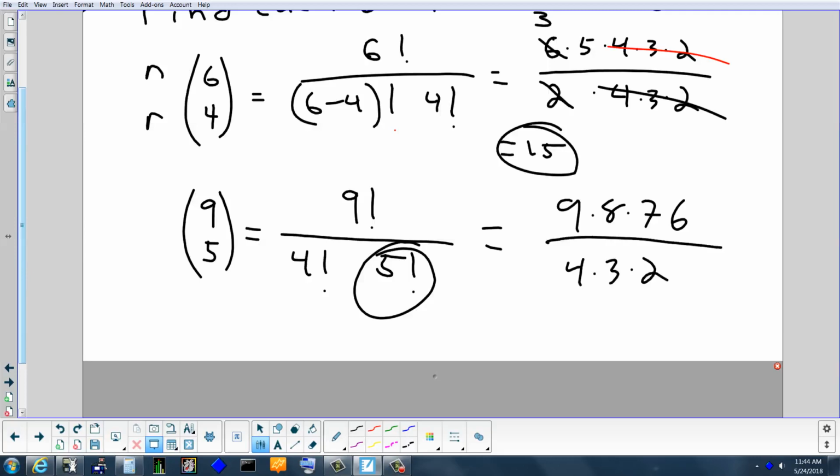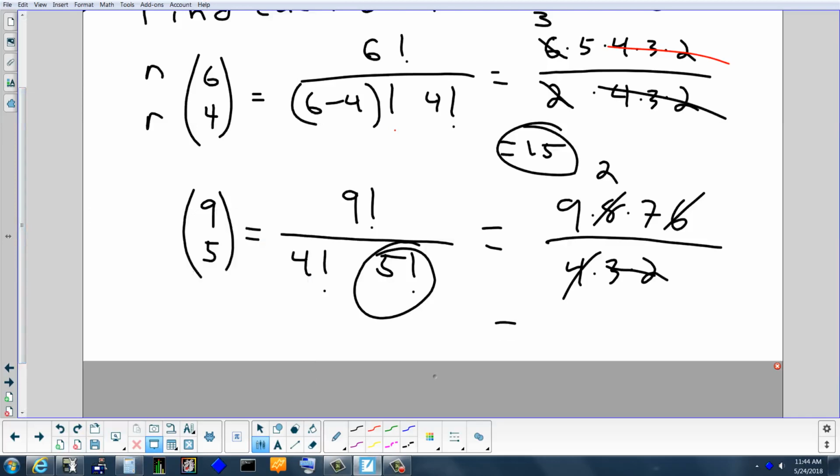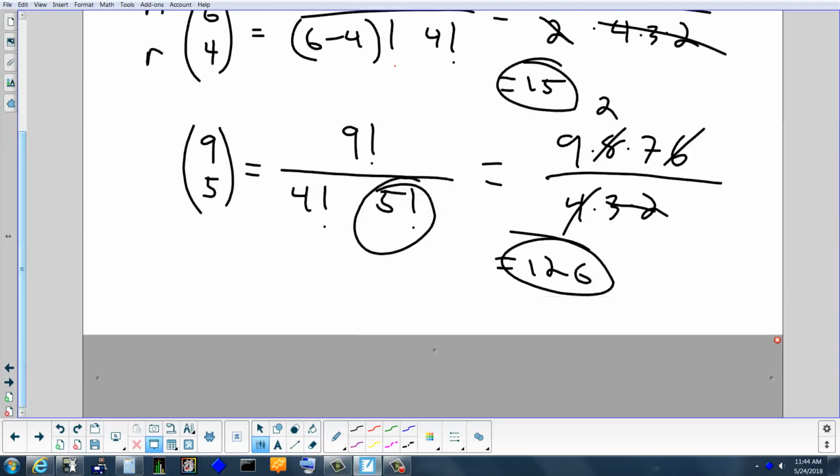Okay, now you can reduce this any way you want. 3 times 2 is 6. 4 goes into 8 2 times. So now I'm just left with 9 times 2 times 7. Much easier calculation than what you had before. So 9 times 2 times 7. So we get 126. Okay. Any questions on that one?